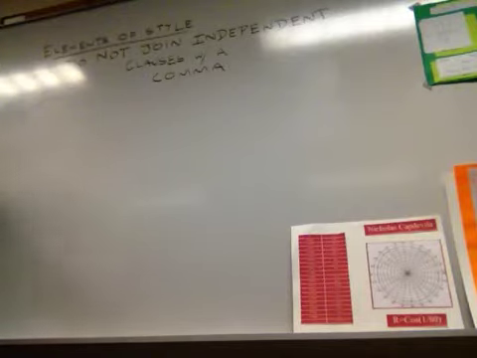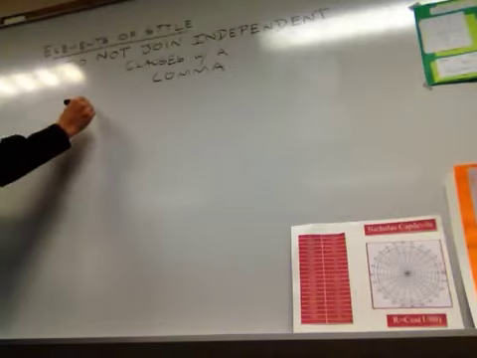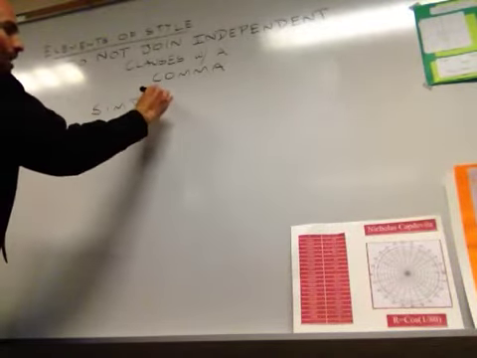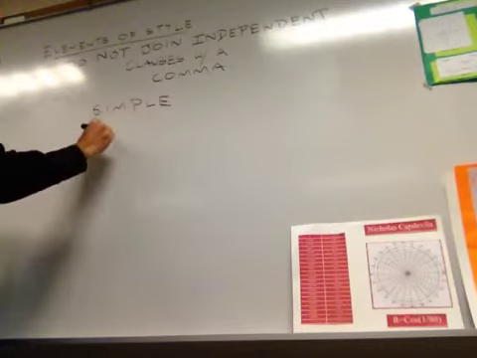So do not join independent clauses with a comma. Sounds simple enough, but I want to elaborate on that a little bit. First of all, when you talk about what an independent clause is, and joining 2 independent clauses, you're touching on sentence structure, which is important in understanding how to apply this rule.